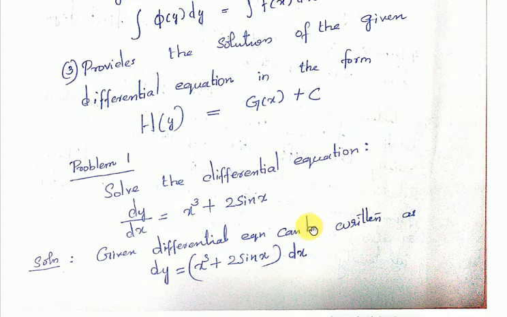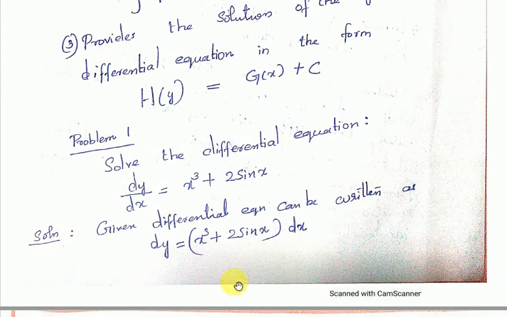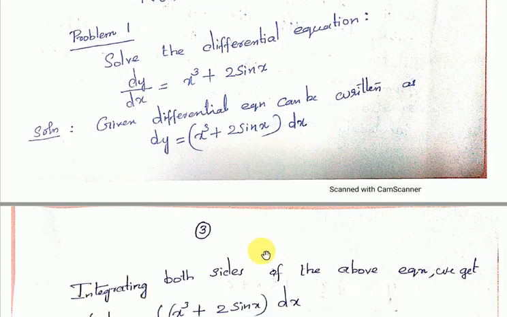The given differential equation can be written as dy by dx equal to x cube plus 2 sin x, that is our question. In that, we are able to write dy equal to x cube plus 2 sin x into dx. This dx we have to bring to the right side. That means here only the y variable, and here only the x variable. That is, we are able to make the variable separable form, y variable to one side and x variable to the other side.